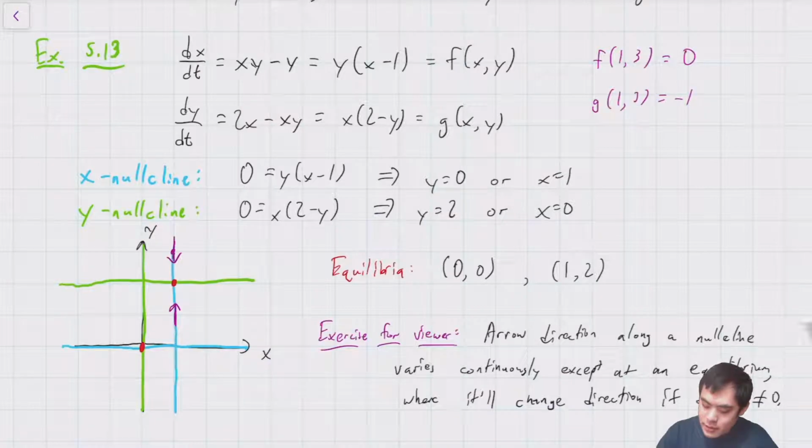What about at, let's say, (1, negative 1)? Again, f of (1, negative 1) has to be equal to 0 because we're on the x nullcline. And plugging in minus 1 there for g, that's equal to 3. And so this is also going up.